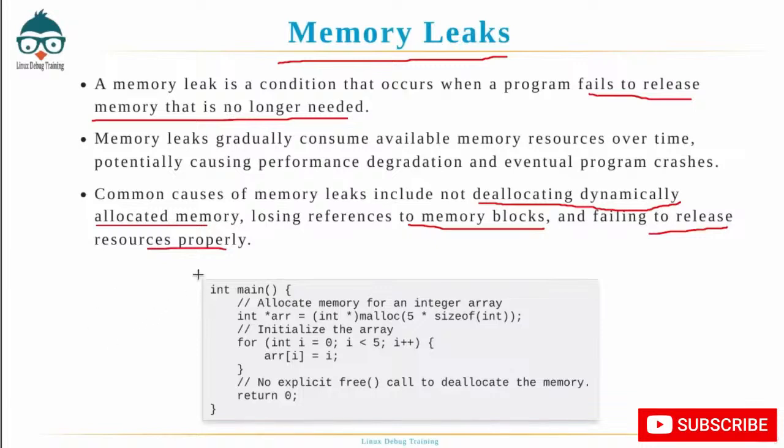In the given code section below, we are trying to demonstrate a memory leak scenario. We are dynamically allocating memory for an integer array of 5, and then we are initializing this integer array. While exiting the program, we are not calling free to deallocate the dynamically allocated memory. Now this will lead to the memory leak in the system.